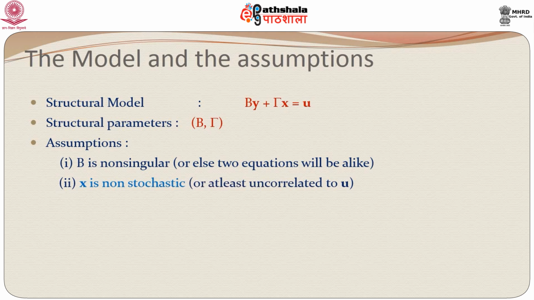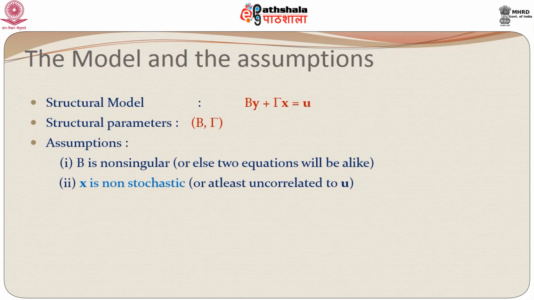Another assumption that we will make is that x is non-stochastic, that is, the exogenous variables are non-stochastic, or if they are stochastic, they are at least uncorrelated with the error. As I have mentioned several times, this is required so that the estimators are consistent.